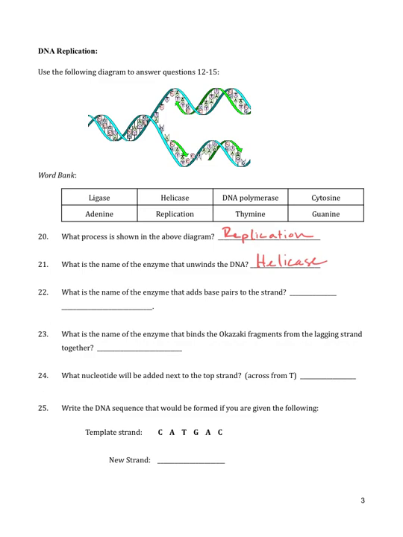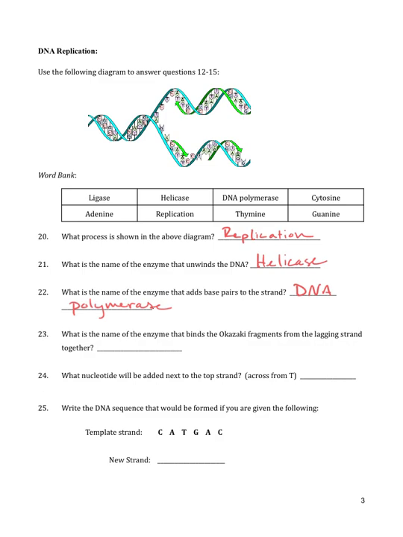Number 22, what is the name of the enzyme that adds base pairs to the strand? So once the enzyme helicase has opened up the DNA strand and exposed the bases on both strands, then a different enzyme comes along and adds bases to build a new strand based on the existing strand. And the name of that enzyme is called DNA polymerase. Number 23. What is the name of the enzyme that binds the Okazaki fragments from the lagging strand together?